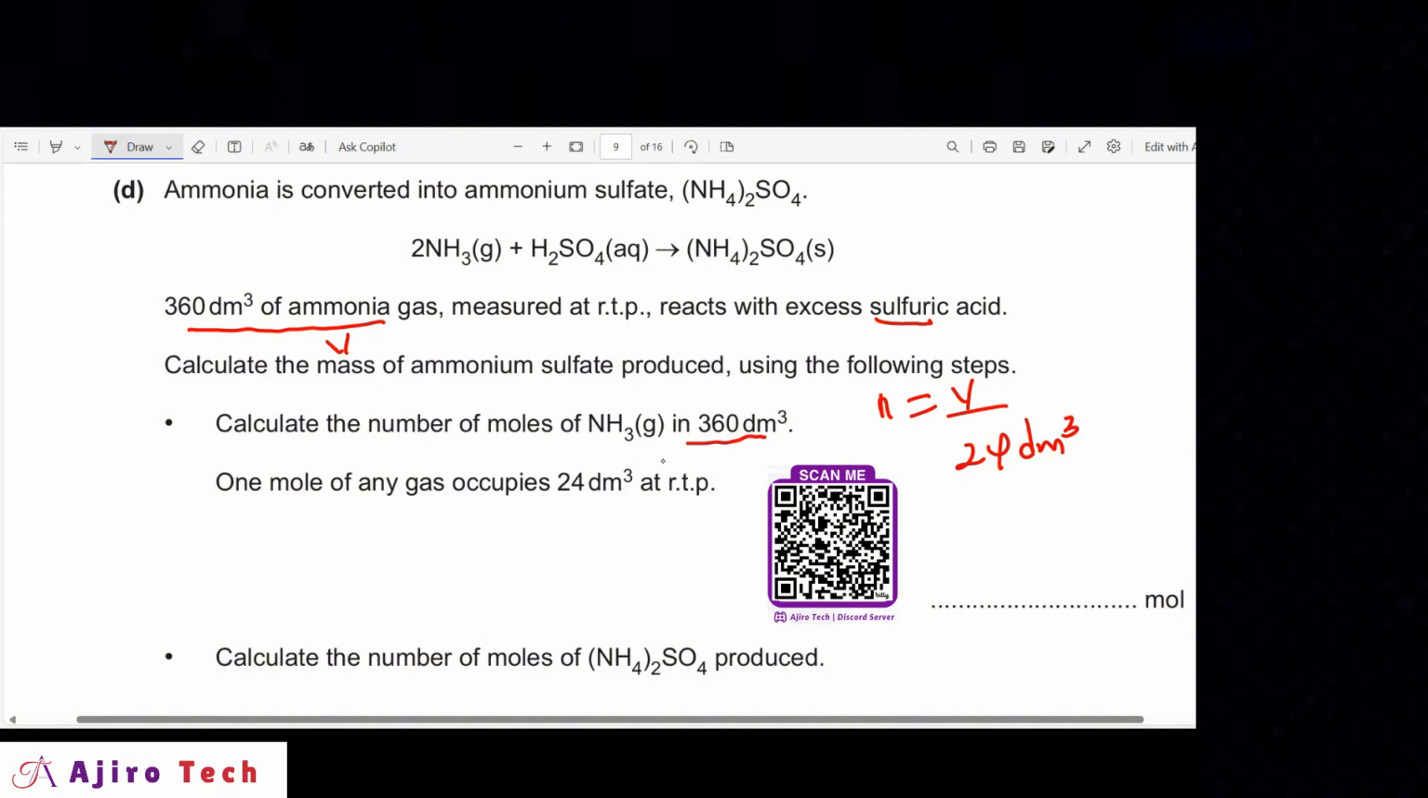So we have the volume to be 360. We have already been given this 24. So we'll just do n equals 360 over 24. So I'll use my calculator now.